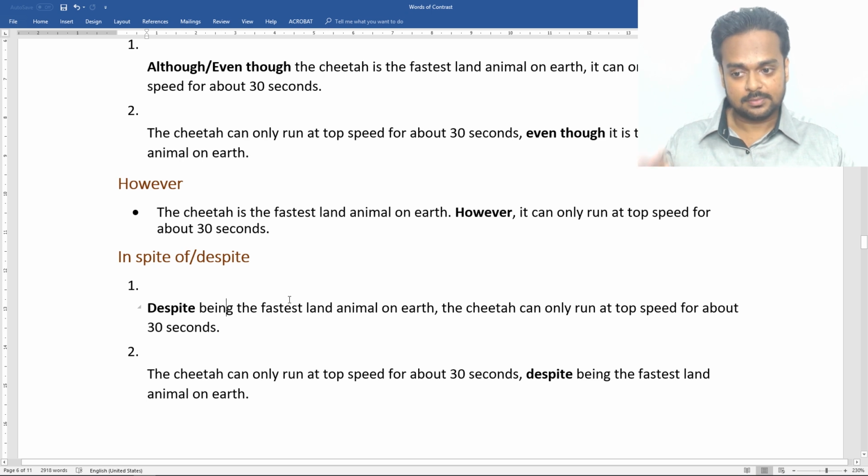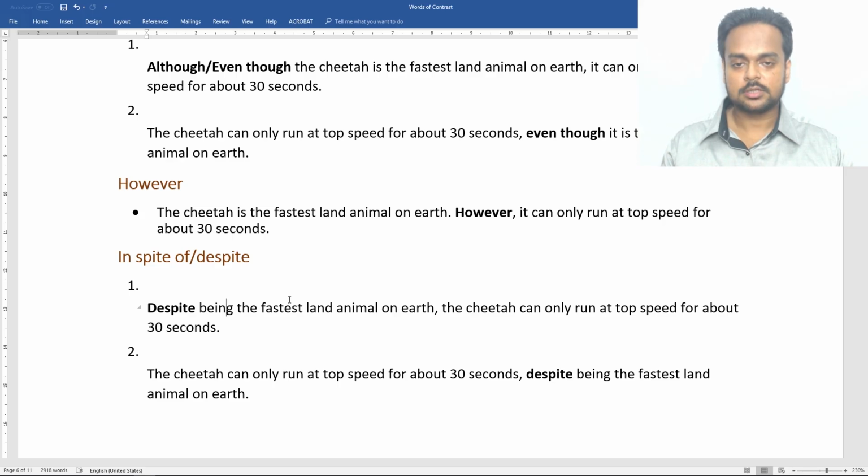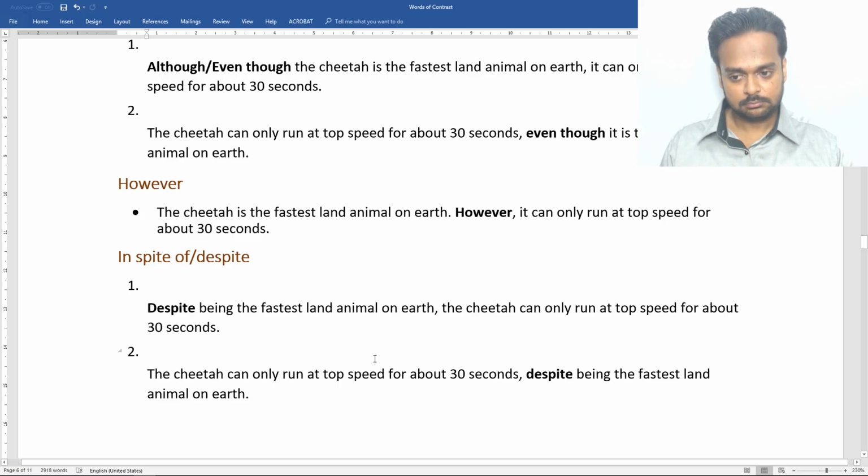Always remember that this is an option. You can say despite or in spite of, that's also correct, plus an ing verb. Again, you can reverse the order of the clauses and put the clause with despite after the first clause.